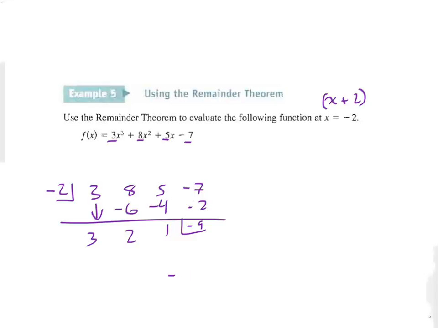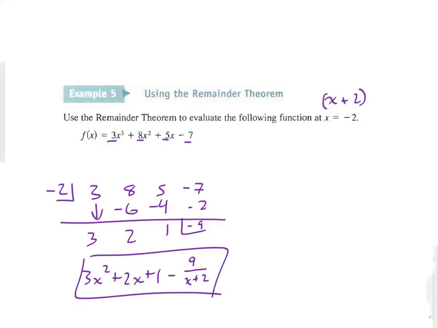I'm sorry, -9 is your remainder, so I go minus 9 over x plus 2, because that's what we're dividing by, right? And then 1 is our constant, and then we have the x term, so we get 2x, then we have our x squared term. So this is the answer if you're just dividing. But that's if you're just dividing.